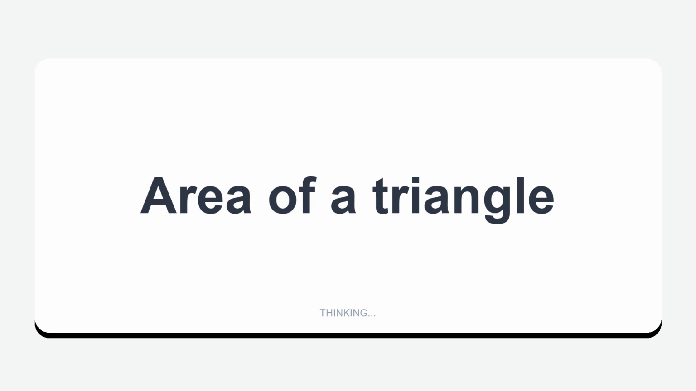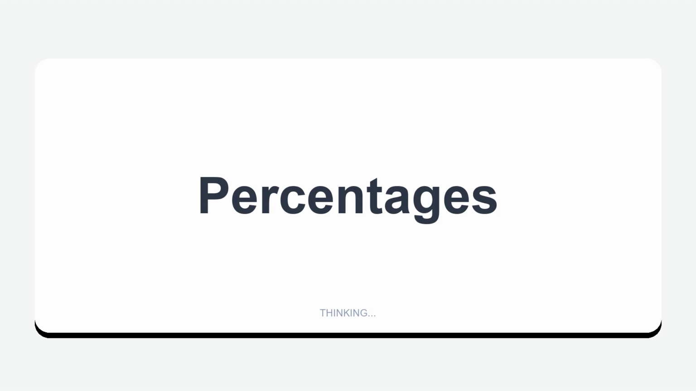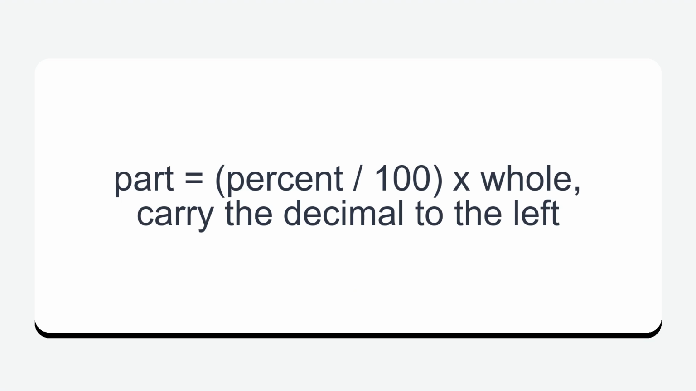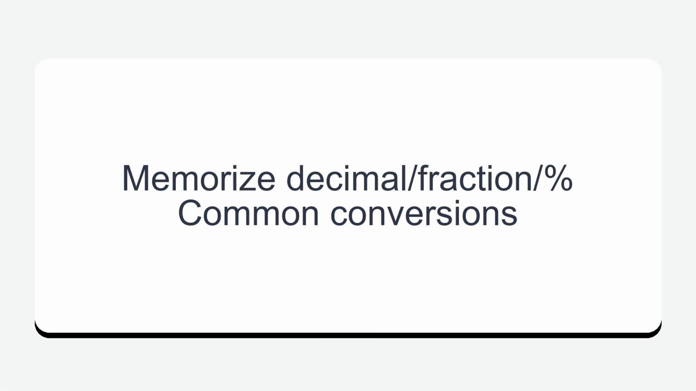Area of a triangle: A equals 1/2 B H. Percentages: part equals percent/100 × whole. Carry the decimal to the left, decimal to fraction. Memorize common decimal, fraction, and percent conversions.